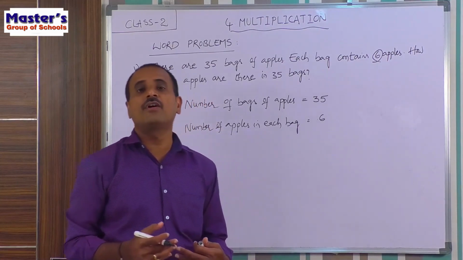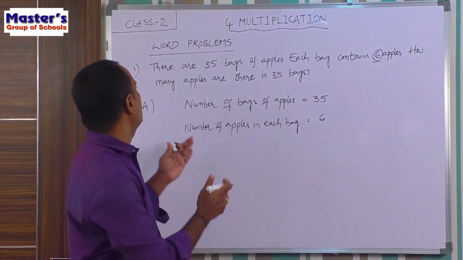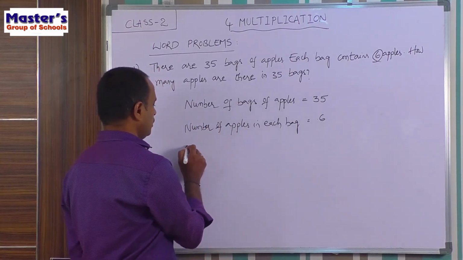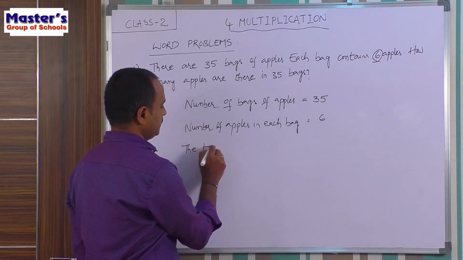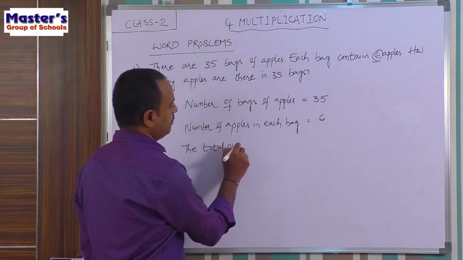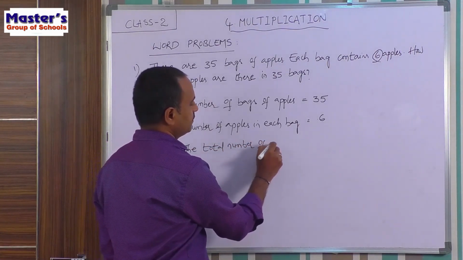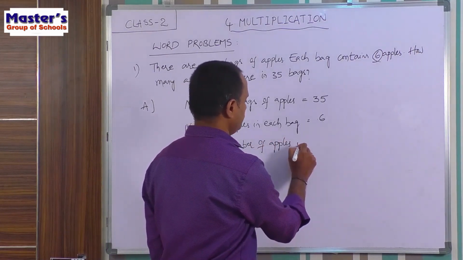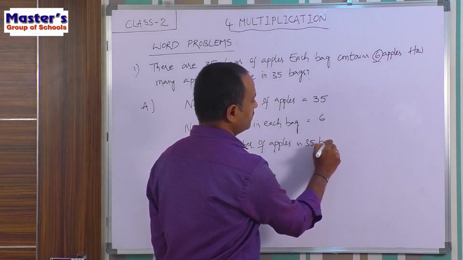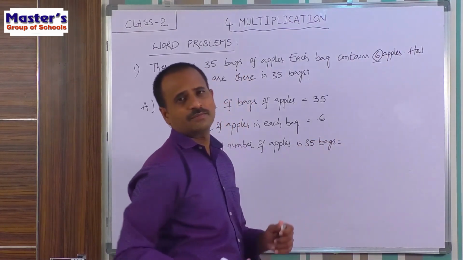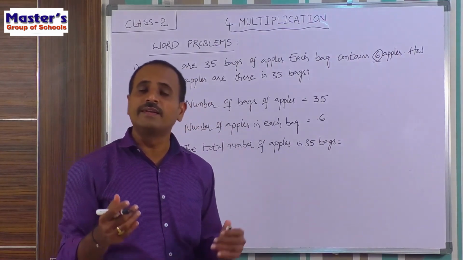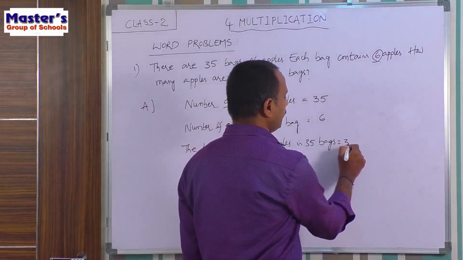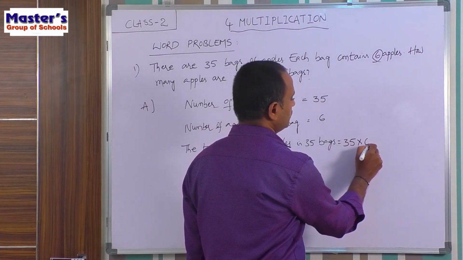Then what do we have to find? We have to find here the total number of apples in 35 bags. So that is the total number of apples in 35 bags. So how can we get the answer? Here we can get the answer by multiplying the number 35 with 6. That is 35 into 6.